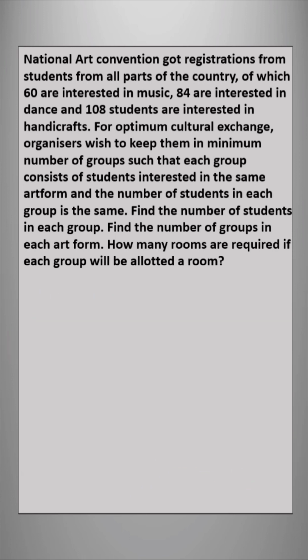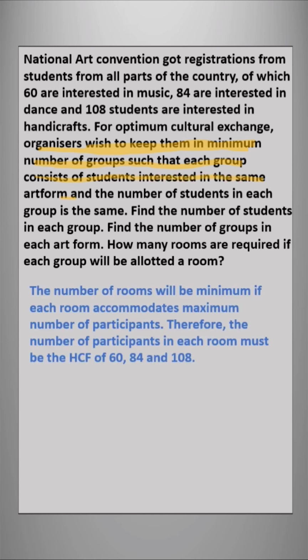Now let us solve. The organizers wish to keep the students in minimum number of groups such that each group consists of students interested in the same art form. So the number of rooms will be minimum if each room accommodates maximum number of participants. Therefore, number of participants in each room must be the HCF of 60, 84 and 108. So now let us find the HCF of these numbers.